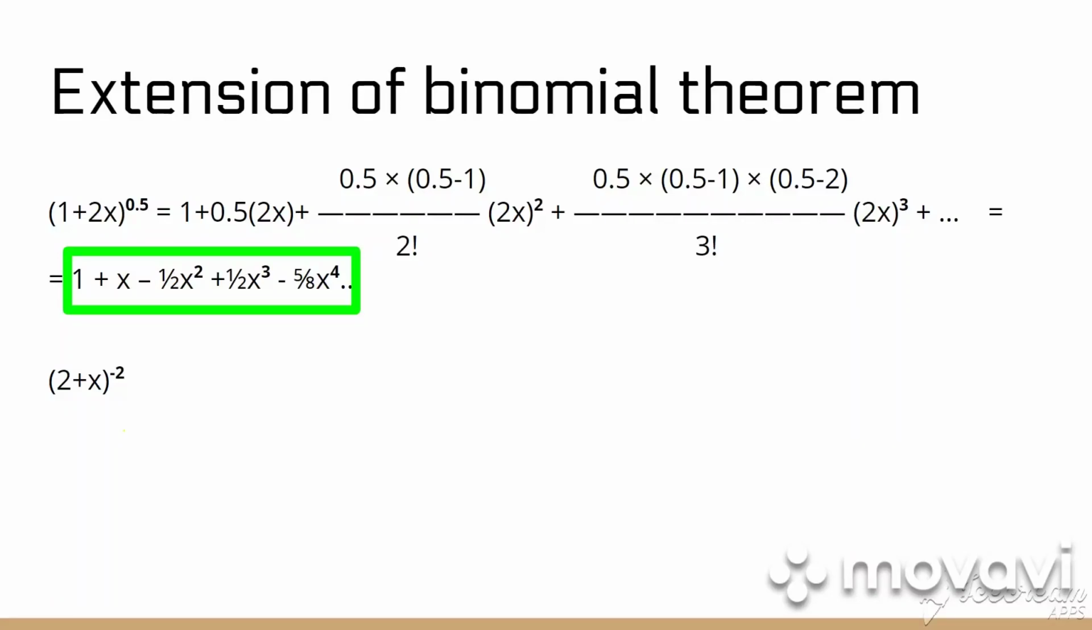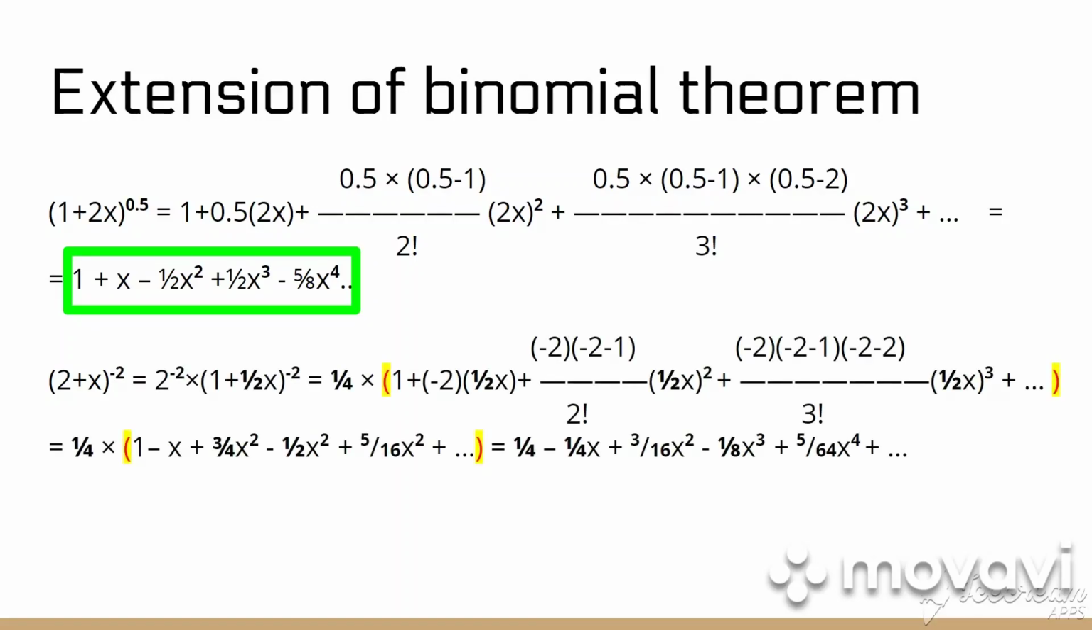And the second one, 2 plus x to the power of minus 2. So the n is minus 2, but in this case we don't have 1. So that's why we will be dividing both 2 and x by 2. So outside the brackets we'll have 2 to the power of minus 2 multiplied by 1 plus half x to the power of minus 2. And we'll get a quarter multiplied by this big polynomial we get from 1 plus half x to the power of minus 2.